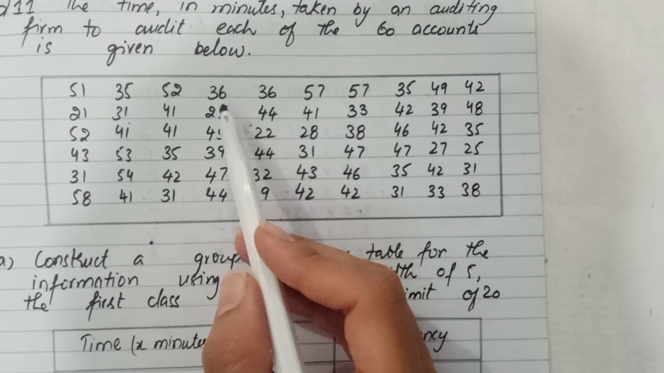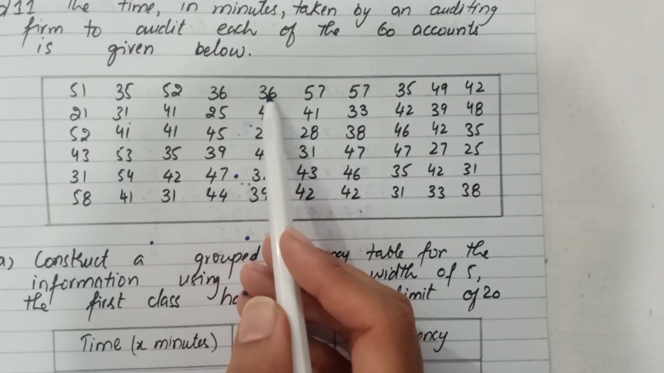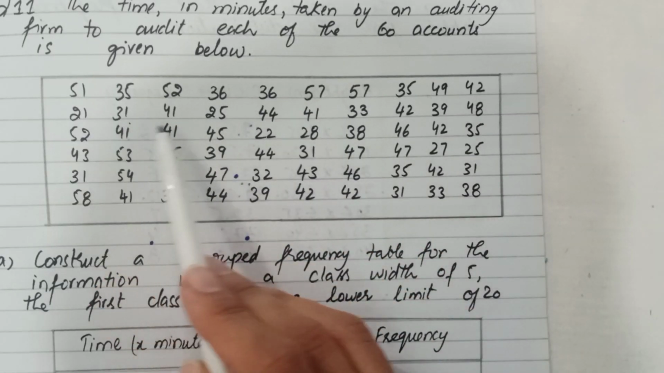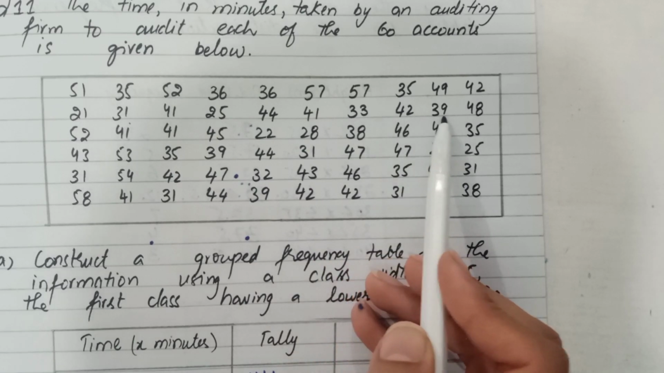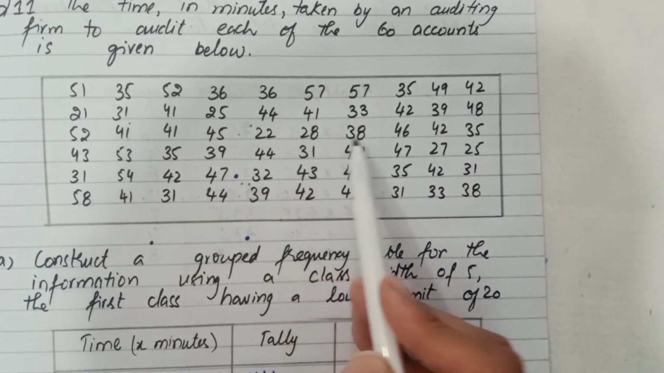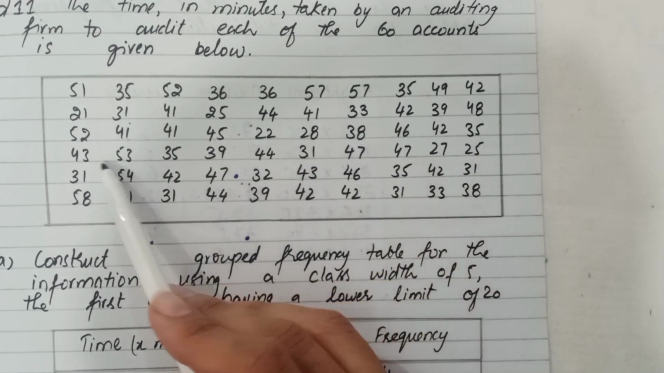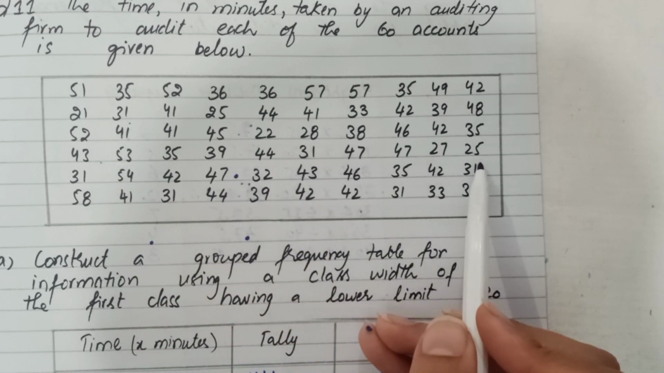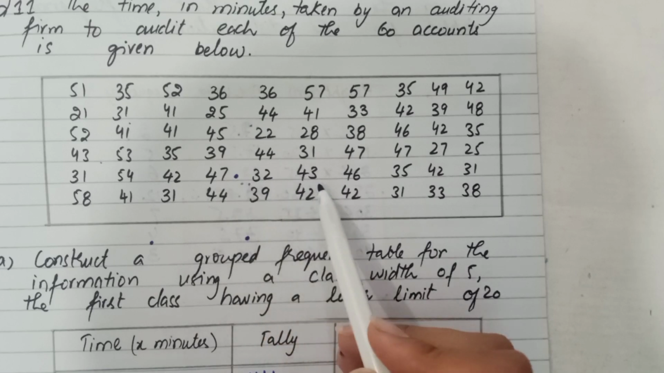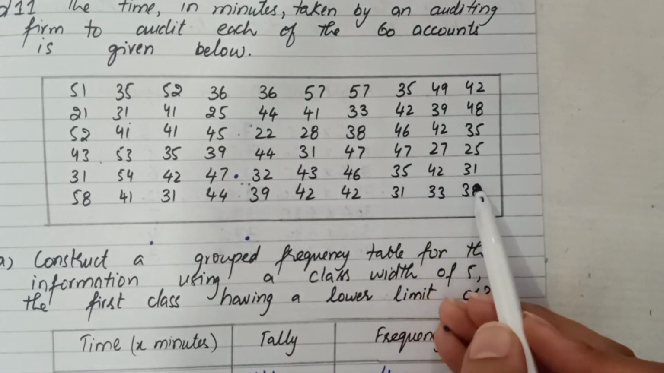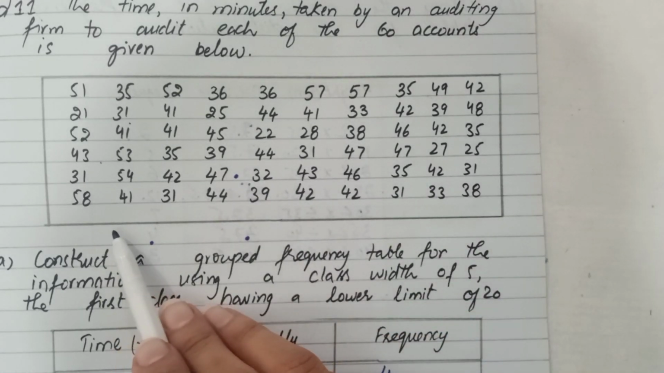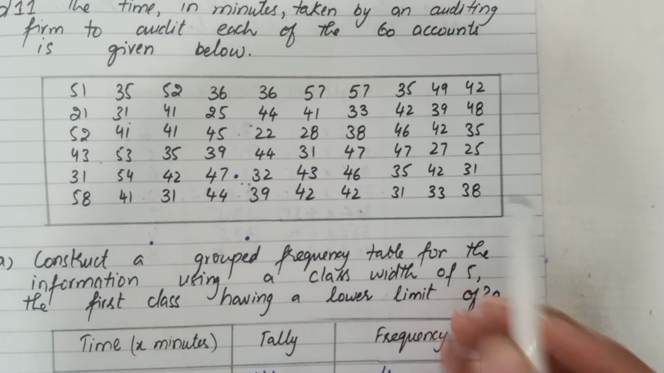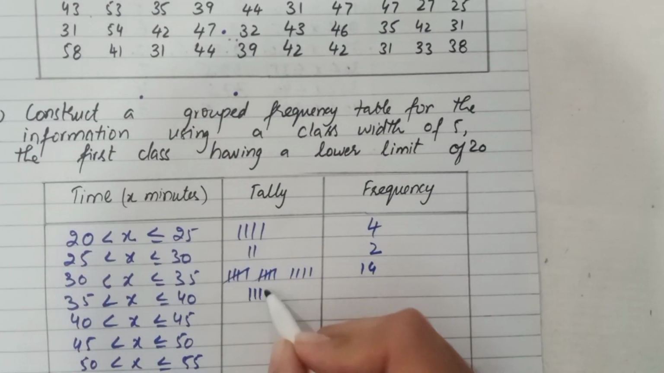From 35 to 40, 1, 2, 3, 4, 5, 6, and 7. These are 7 values.